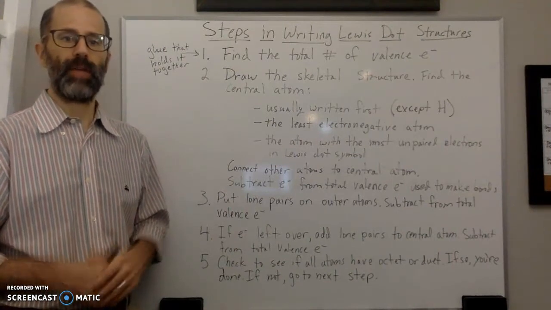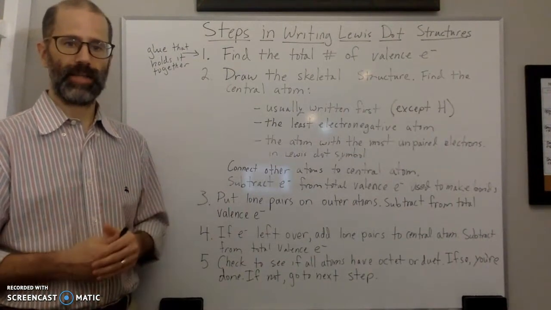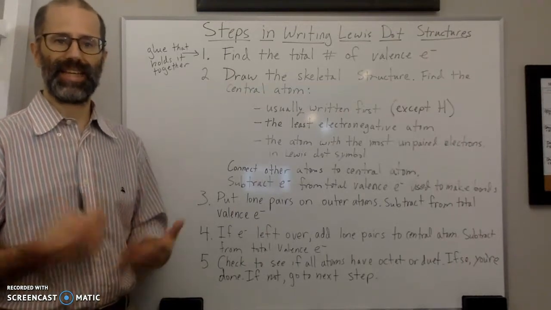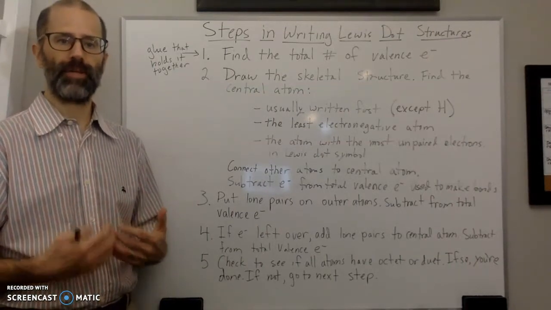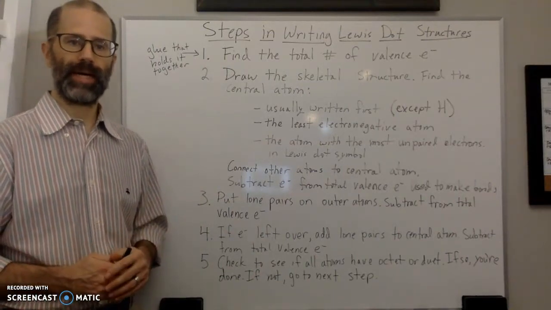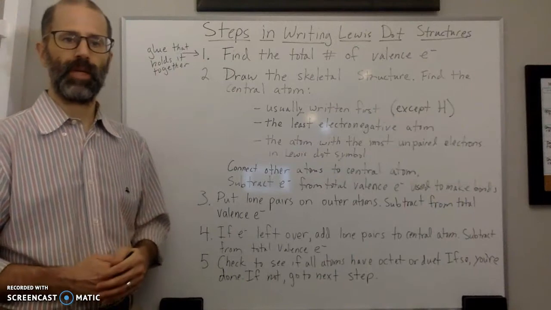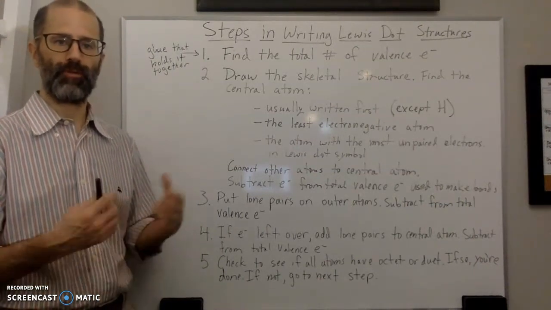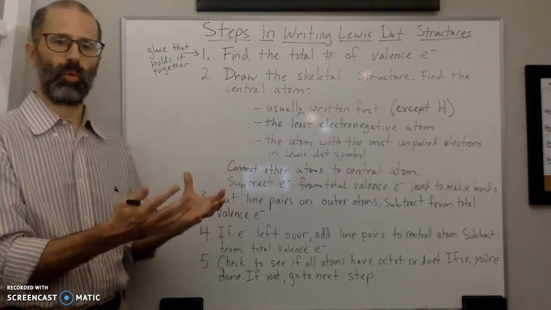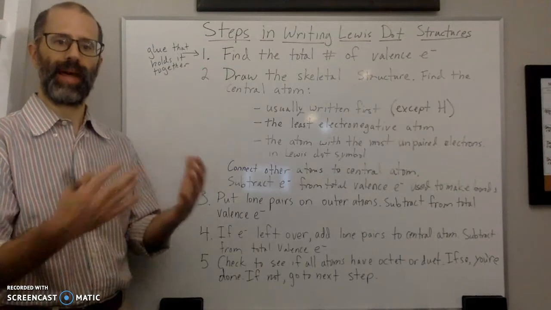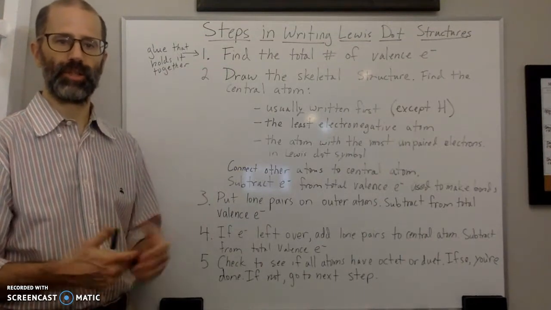Okay. If you've got a molecule that has a positive charge, then that means that you're going to have less electrons than you normally would have with your total valence electrons. So let's say your polyatomic ion has a +2 on it. Well, that means that you have 2 less electrons than you normally would have from your total. So once you get the total number of valence electrons, you subtract out 2 from that total, and that's the number of electrons that you have.